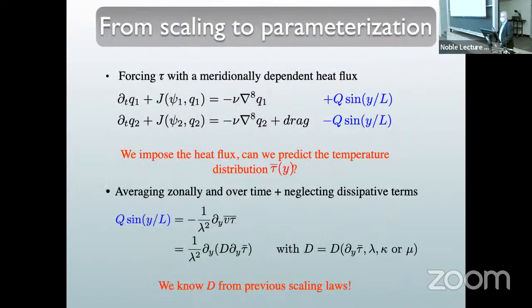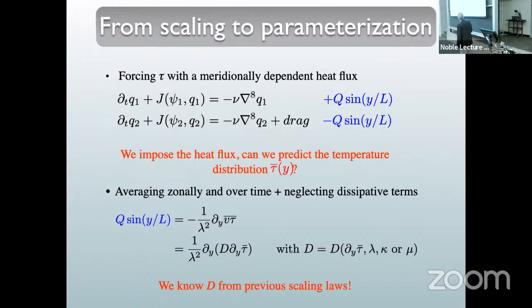I'm going to finish, promise, quickly. I just want to show you that we can also do the full problem where we take the QG equation, but now we force it with heating and cooling. This is a pattern of heating and cooling. We are cooling at high latitude and warming at low latitude, so we're getting into a system where we don't prescribe the mean state, we just let it evolve. If we force the system, we can ask, can we predict the mean temperature in this system without having to solve any of the equations?